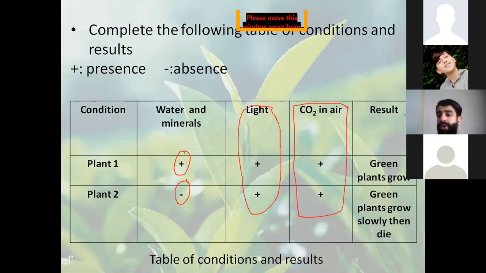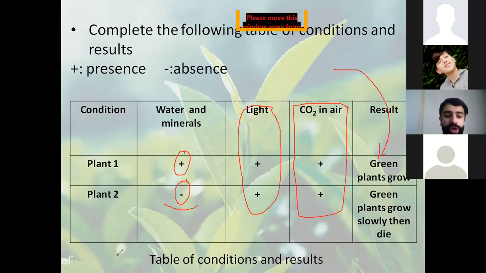So the results, what happened? In plant 1 that contains water, the green plant grows normally. However, in plant 2 that lacks water, and remember lacks means that it doesn't contain water, the green plant grows slowly and then it will die.